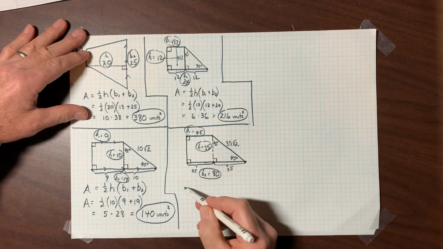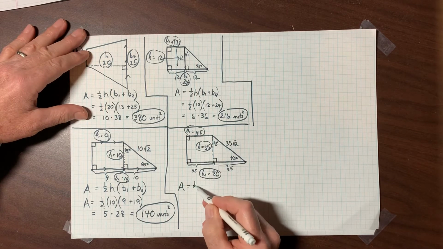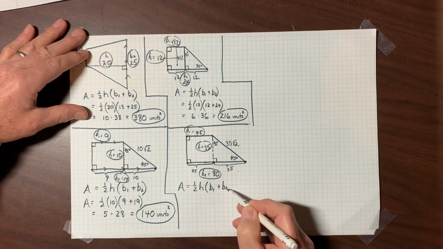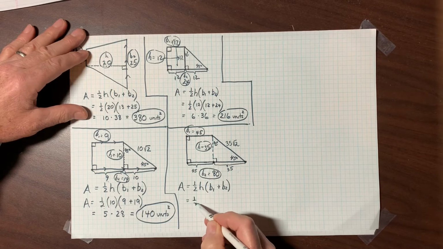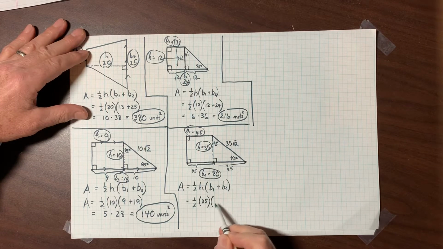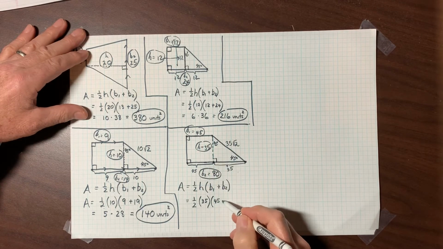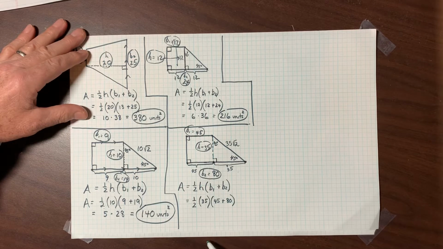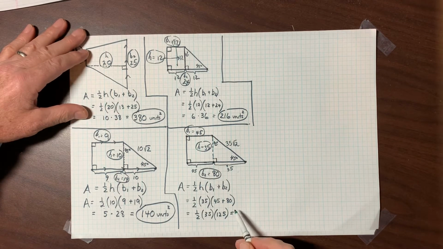All right, I got everything in place now. The area equals 1/2 times the height times the sum of the bases, B sub 1 plus B sub 2. I figured that the height is 35. I figured that the top base is 45. And the bottom base was given to me to start with. It's 80. So I'd have 1/2 times 35 times 125. And this is definitely a calculator problem.